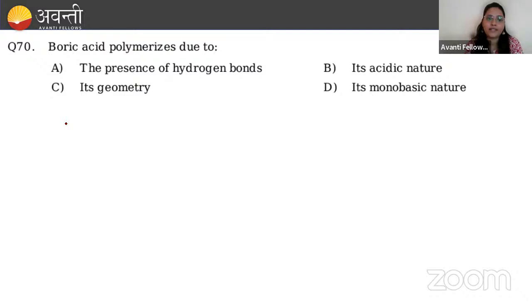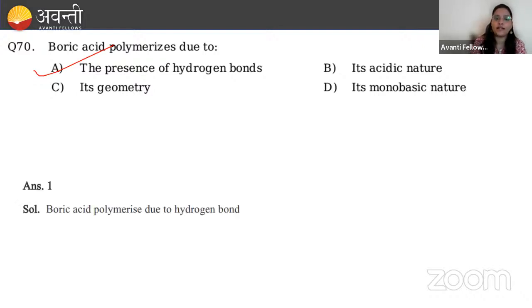Next problem. Boric acid undergoes polymerization due to the presence of: hydrogen bond, its acidic nature, its geometry, or its monobasic nature. So boric acid undergoes polymerization due to the presence of hydrogen bonds in it. H3BO3 is our boric acid, which polymerizes due to the hydrogen bonds, right?